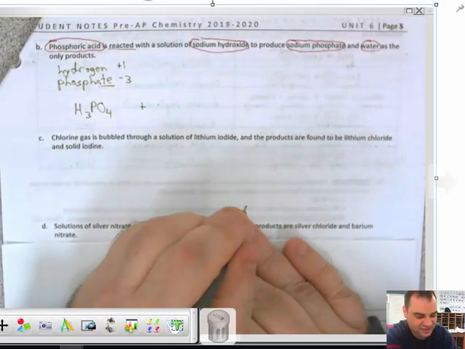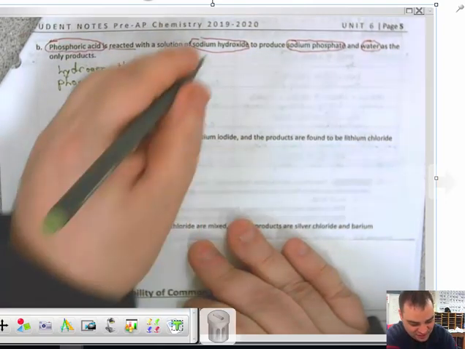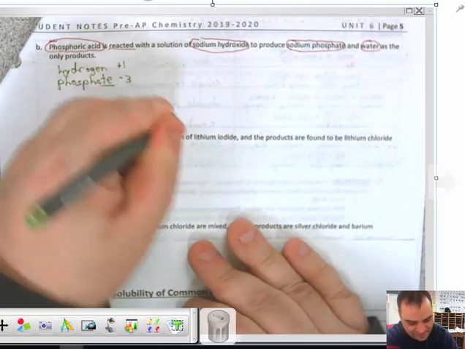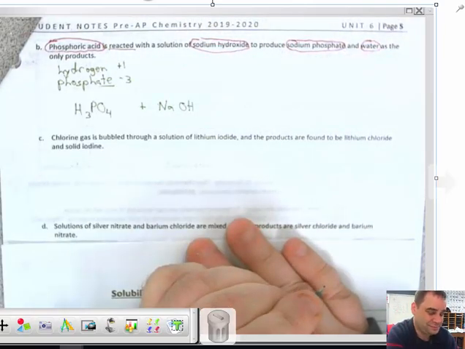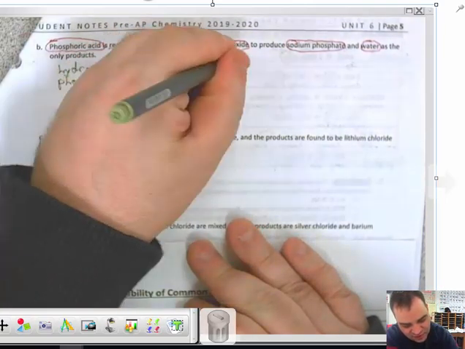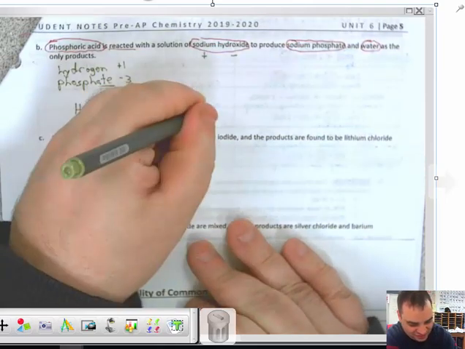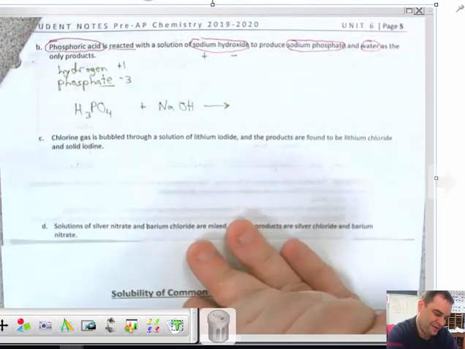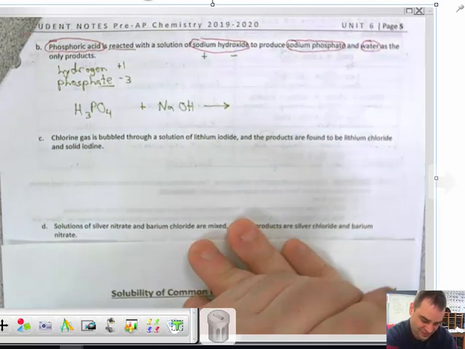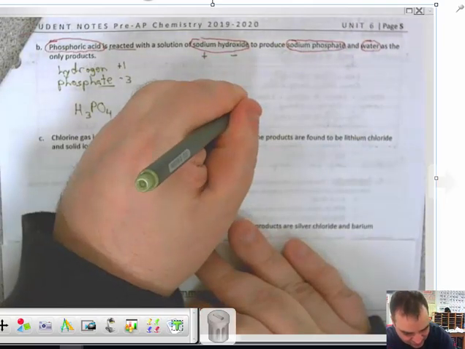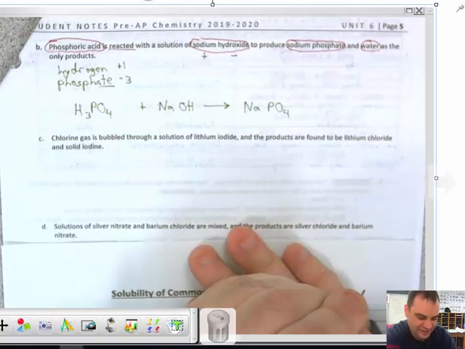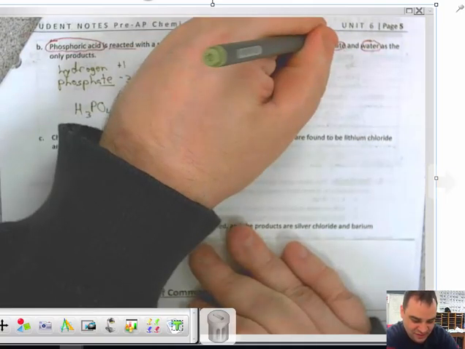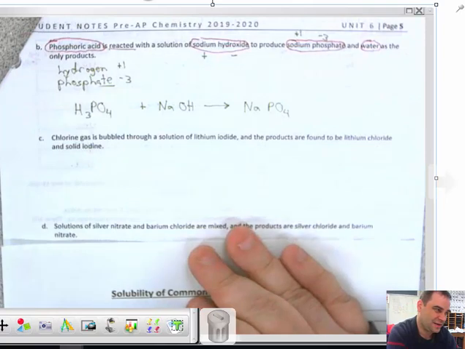Is reacted with sodium hydroxide. Sodium is Na, hydroxide is OH, because that's a polyatomic ion. +1 and -1, that equals 0. Okay, sodium phosphate. Sodium is Na, phosphate is PO4. Sodium is +1, phosphate is -3.